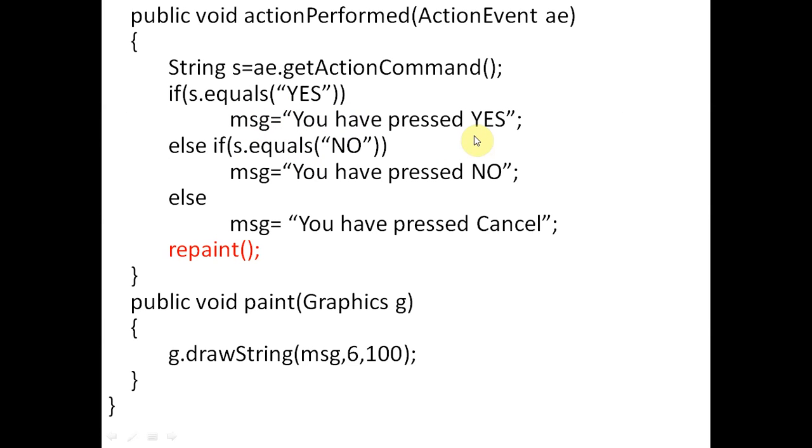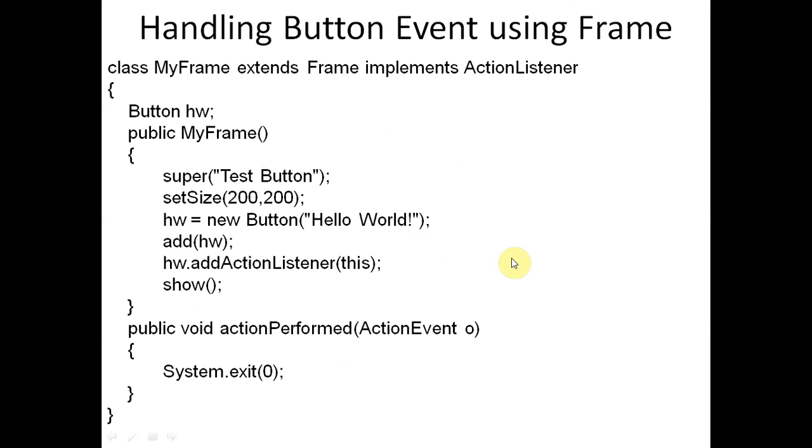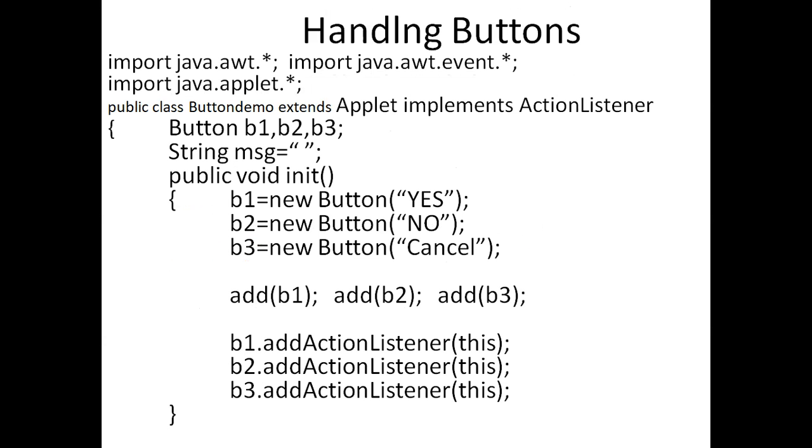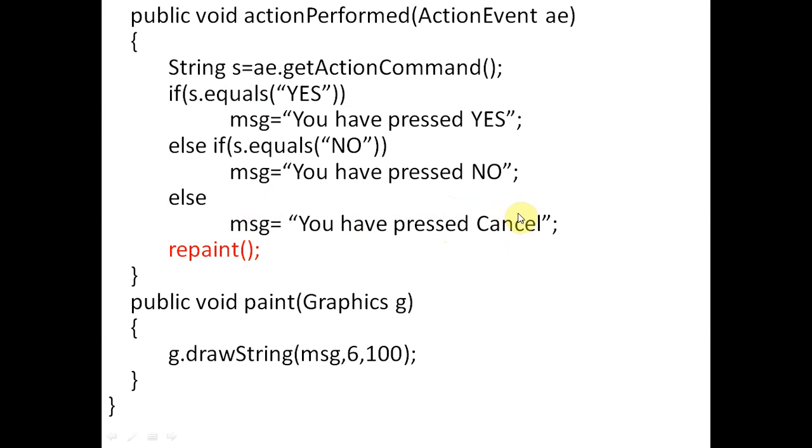You have pressed yes. Otherwise, if s equals no, suppose we have pressed no, then get action command will return no in the string variable s. So s dot equals no, and the message will be recorded: you have pressed no. Otherwise, you have pressed cancel, because the third button is the cancel button. This is the third button: yes, no, cancel. So in that case it will record this message.